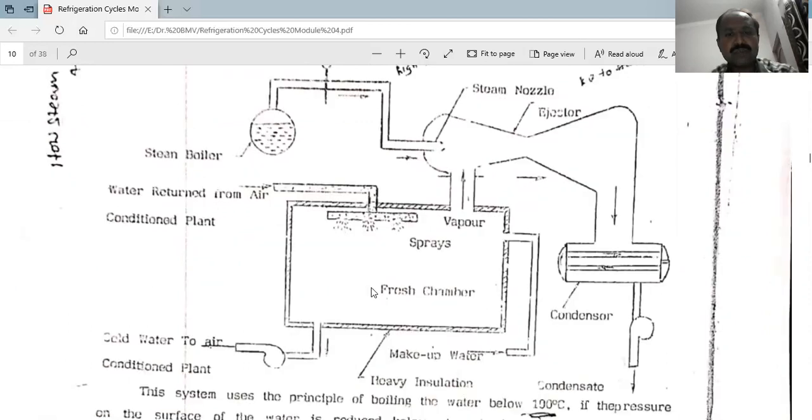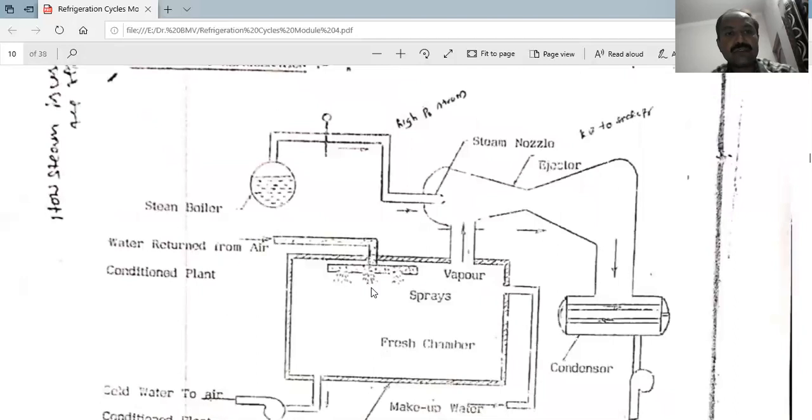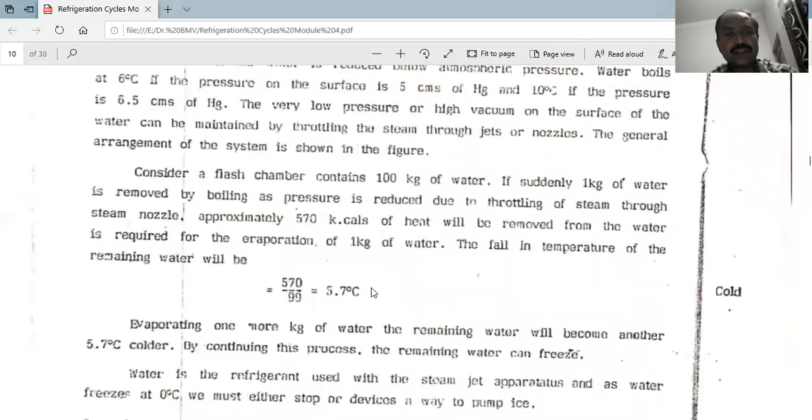This steam jet refrigeration system is used where we need a minimum refrigeration effect, to get cold air in such types of applications. In such a condition we use this type of refrigeration system. The only thing here is that we get chilled water from this system. That is the steam jet refrigeration system. This is all about the refrigeration systems.